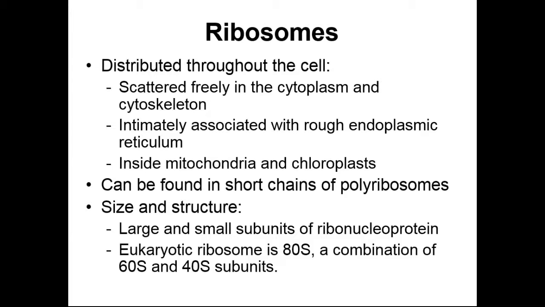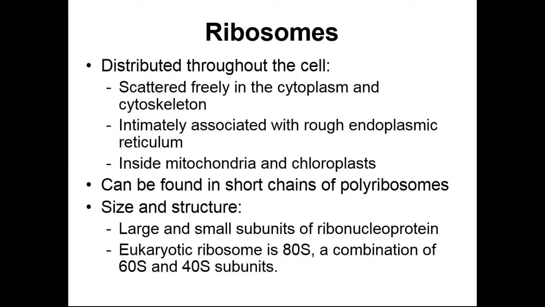If you recall from our presentation on prokaryotic cells, prokaryotic cells have smaller ribosomes at 70 Svedbergs. Eukaryotic ribosomes, generally speaking, are 80 Svedbergs in size. And it's a combination of a large subunit and a small subunit.